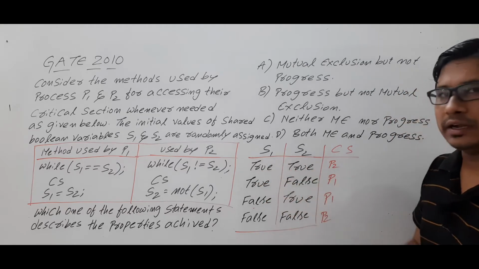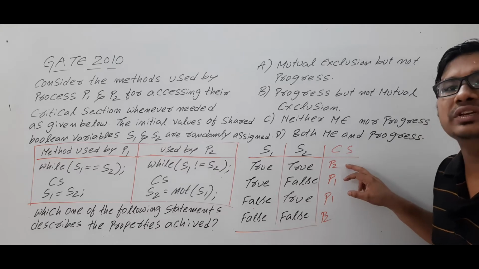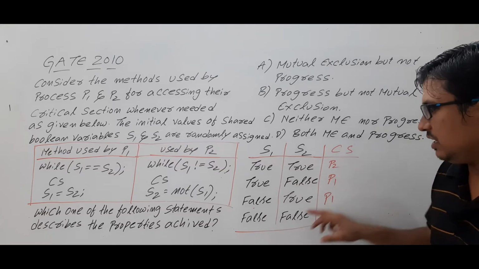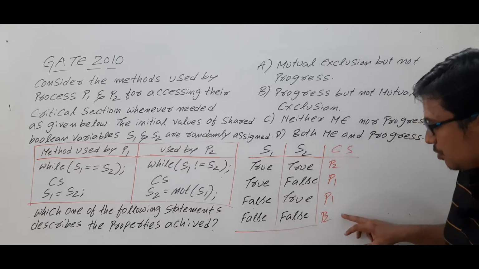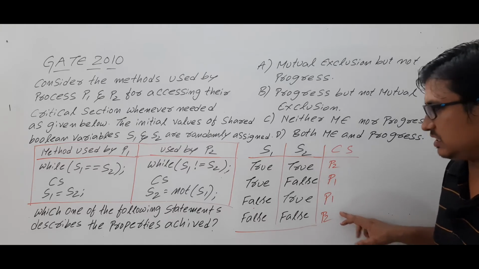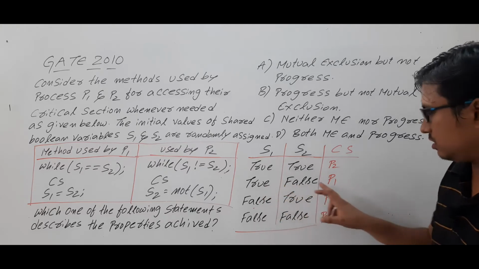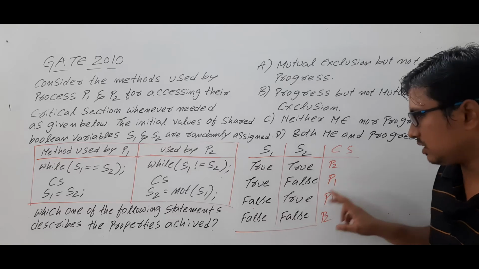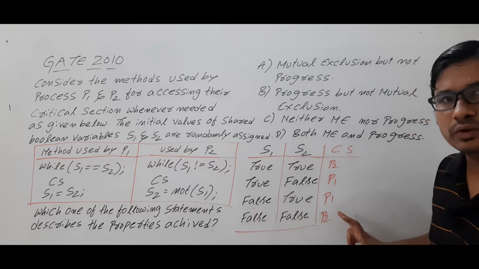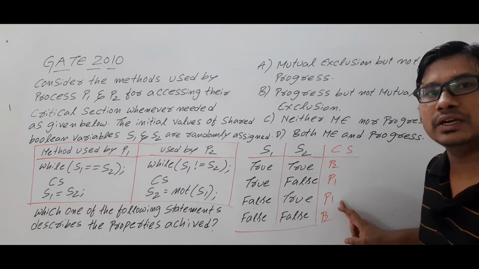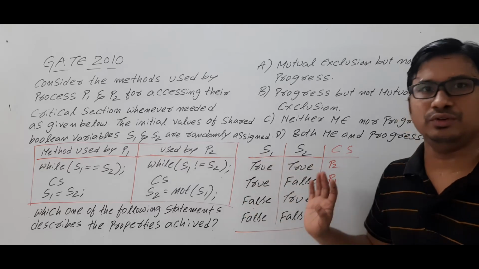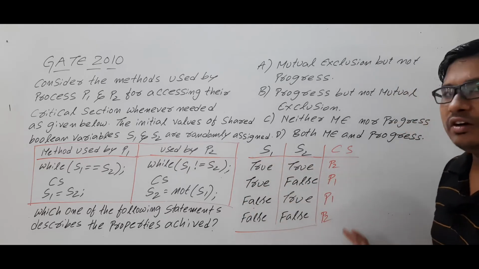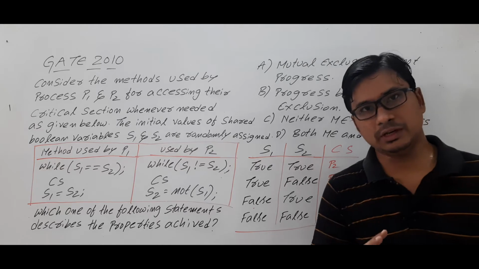If it is true and true, only process P2 is entering into the critical section. If it is false and false, process P2 is entering into the critical section. If it is true and false, process P1 is entering into the critical section. If it is false and true, only process P1 is entering into the critical section. In all the four scenarios, only one of the processes is entering into the critical section.